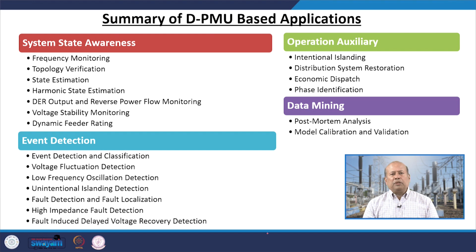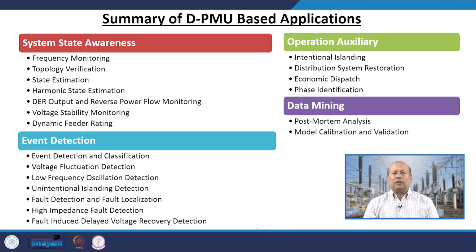We can also use D-PMUs for event detection, that is event detection and classification, voltage fluctuation detection, low frequency oscillation detection, unintentional islanding detection, fault detection and fault localization, high impedance fault detection, fault induced delayed voltage recovery detection is also possible using D-PMU. So, the D-PMU has many applications.